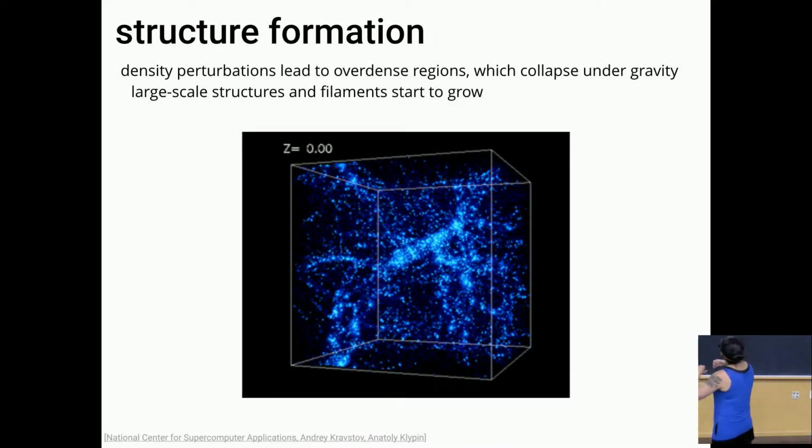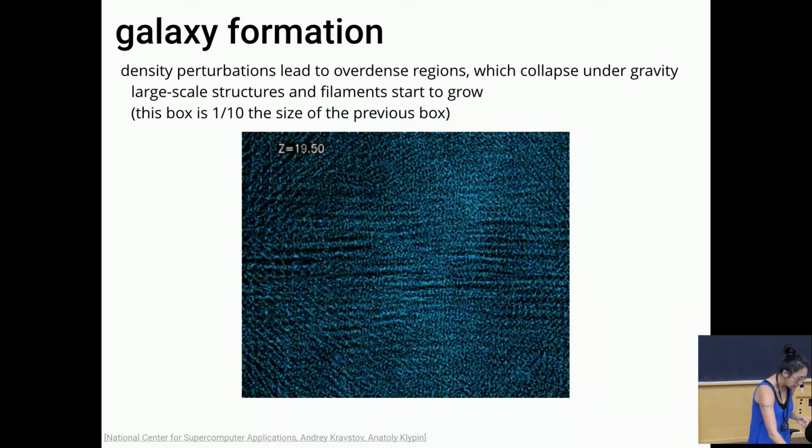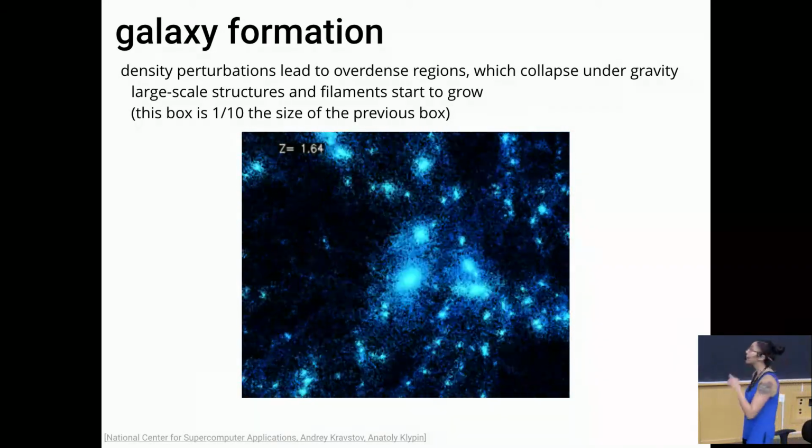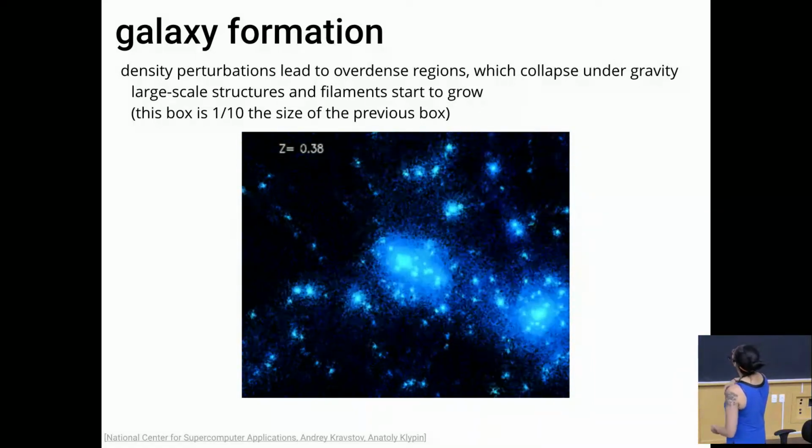under gravitational collapse, you start to see these large-scale structures and these filaments grow, right? You start to see these strands, and you start to see these bright spots, basically. And these bright spots are just overdense regions. And if we zoom in on a portion of the box, and these are just some simulations, you zoom in on the portion of the box.